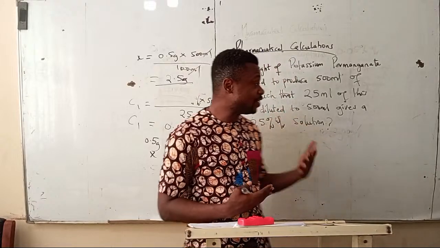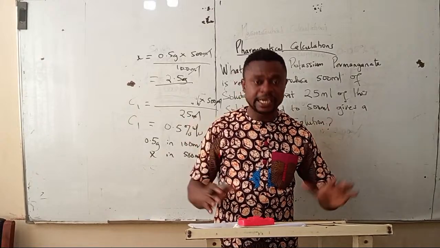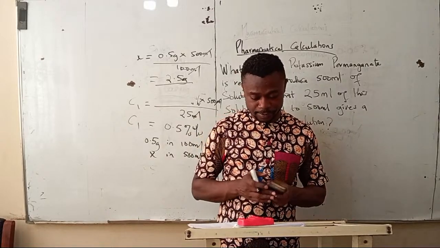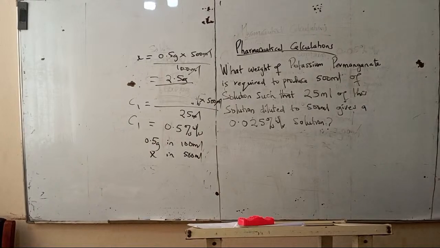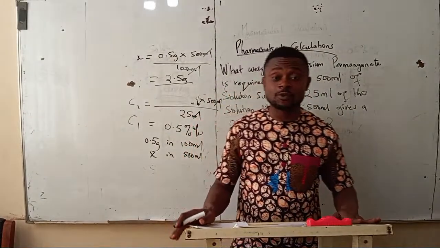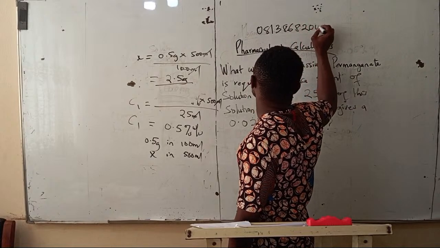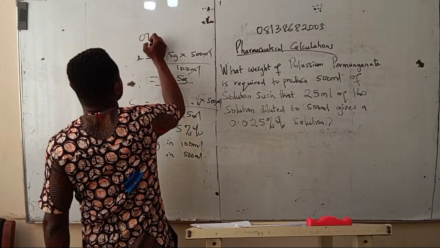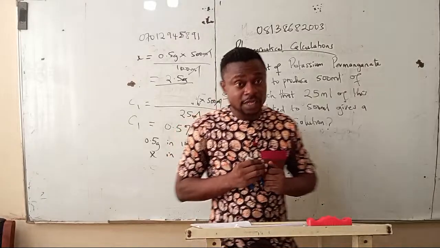Before we move to the next question, if you have any question on this, feel free to call for clarification. I will give 3 minutes for that, then we move to the next question. I'm waiting for your calls. The number is 08138682003. You can also call 07012945891. Any of these numbers, call to ask your questions for clarification.